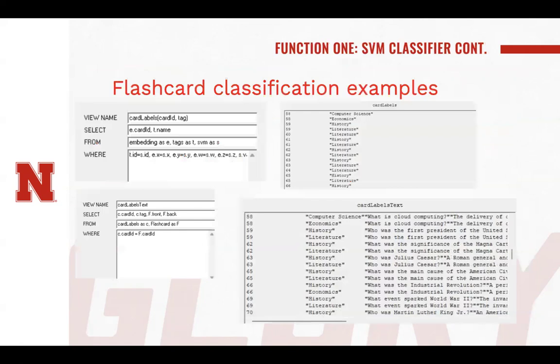And so this gets us into some classification examples. For this example, we did multi-label classification. So we have a few queries here, just getting the card ID and the title name. For instance, card 58 here relates to cloud computing and the delivery of services, and our labeling suggests computer science as well as economics. For most of these, we can see that they are very reasonable labelings for these cards.